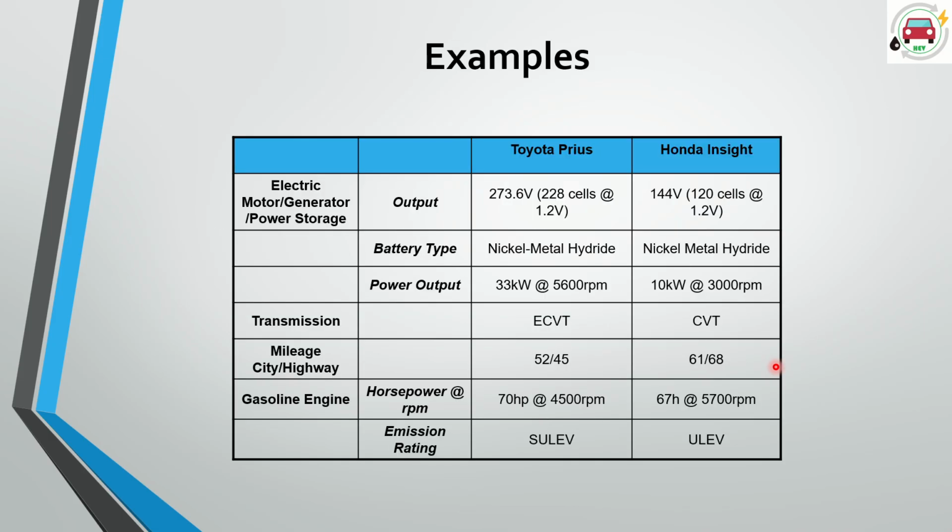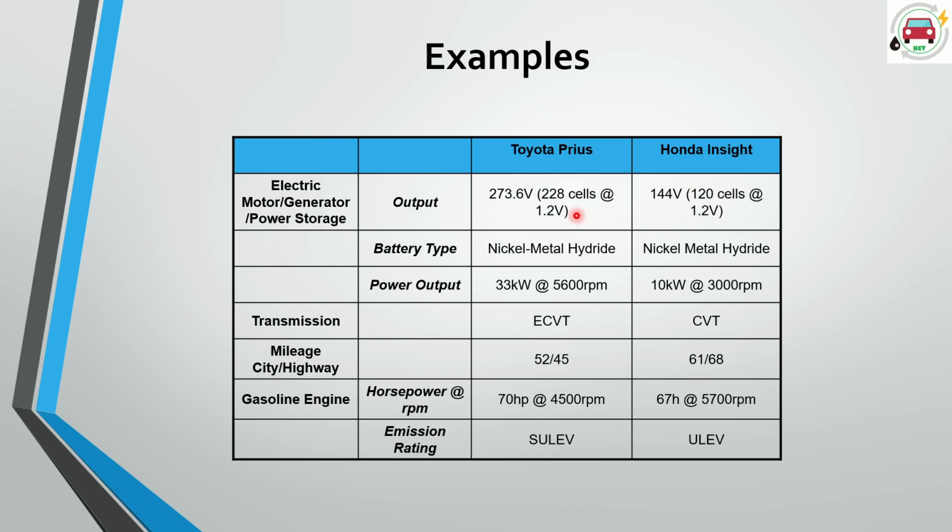So, for example, we can look at some vehicles, the Toyota Prius and the Honda Insight. These are the two vehicles we have taken into consideration. So for the electric motor generator or power source storage, we have an output of 273.6 volts, that is, it has 228 cells at 1.2 volts, right?